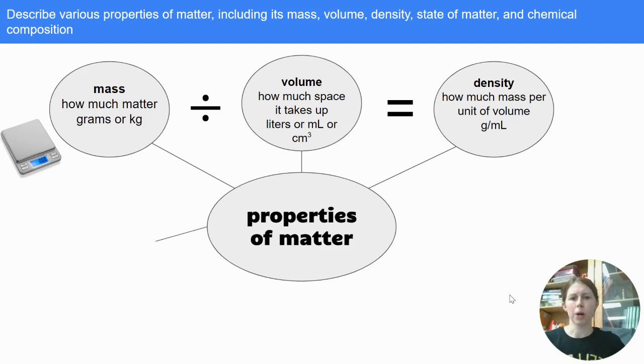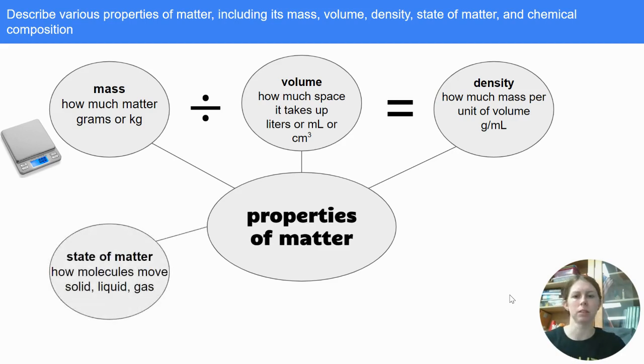The next property of matter isn't a measurement, but it's a way to describe the matter, and that's the state of matter. It's how the molecules in that matter are moving, whether it's a solid, liquid, or a gas. Here you see the solid: they're all tightly packed together and not really moving a whole lot. In the liquid, they're moving some. They change shape with the container, but they still stick together a little bit. They're just moving more. And then in a gas, they're moving everywhere, and if the container's open, they're going to go free because it's a gas.